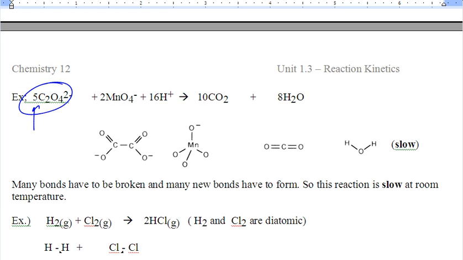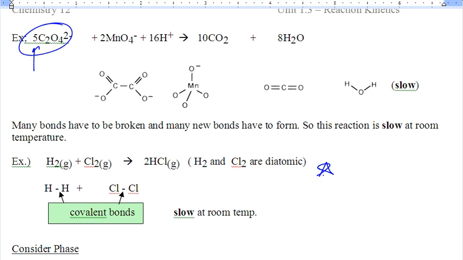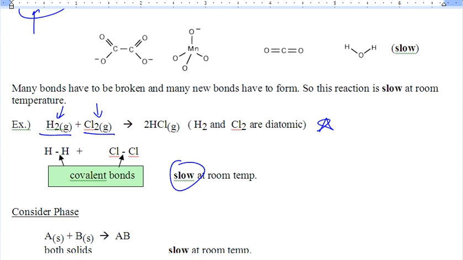This next one is the classic trick. Classic. I guarantee you that's on a test and a quiz. H2 and Cl2, you're going to look at and say, hey, there's only one bond there. No brainer. Break them. It's going to be fast. But these are covalent. They're nonmetals. They make a covalent molecule. Very, very slow. Gases are slow. Gases are hard to break, which means we need to look at some phases.